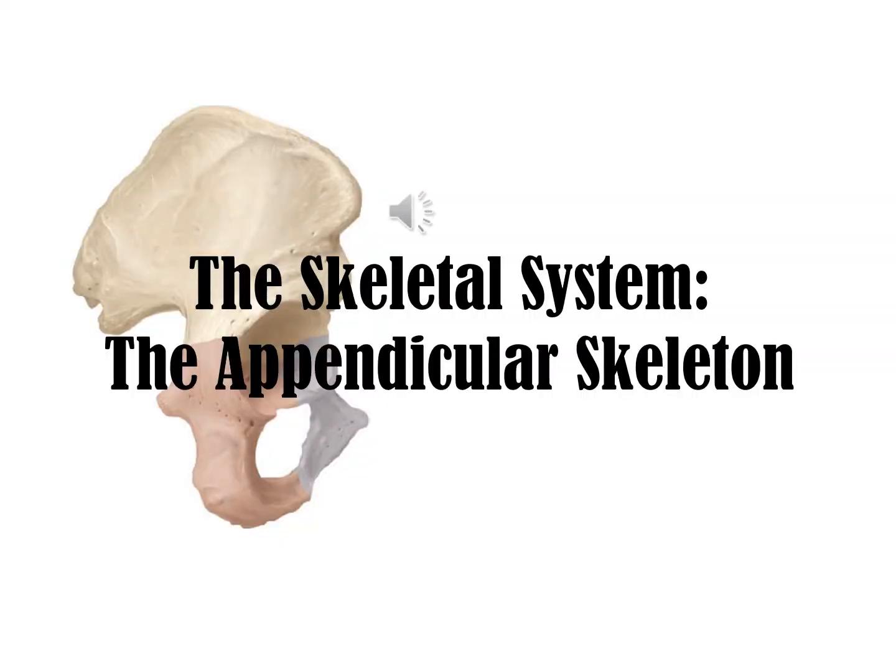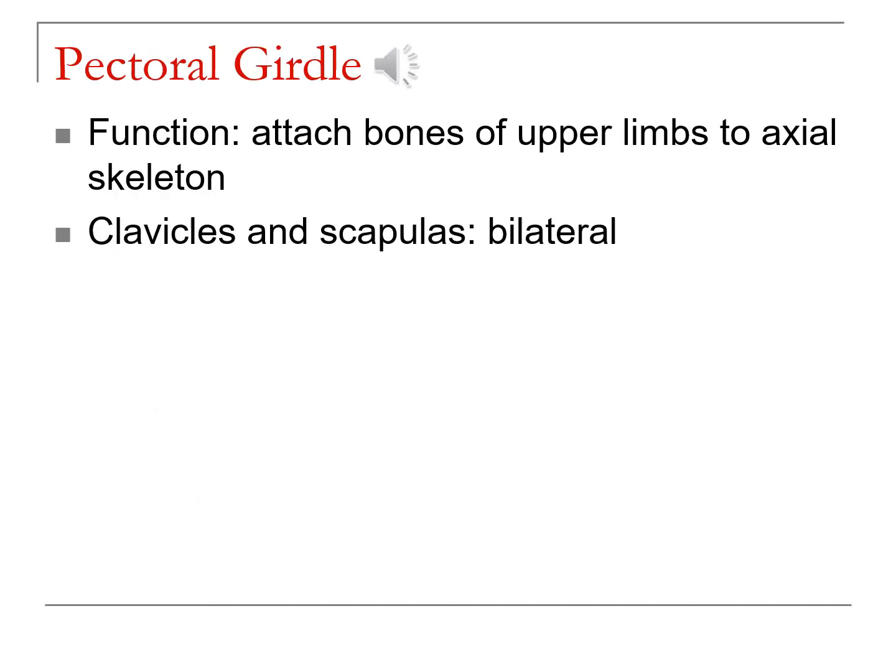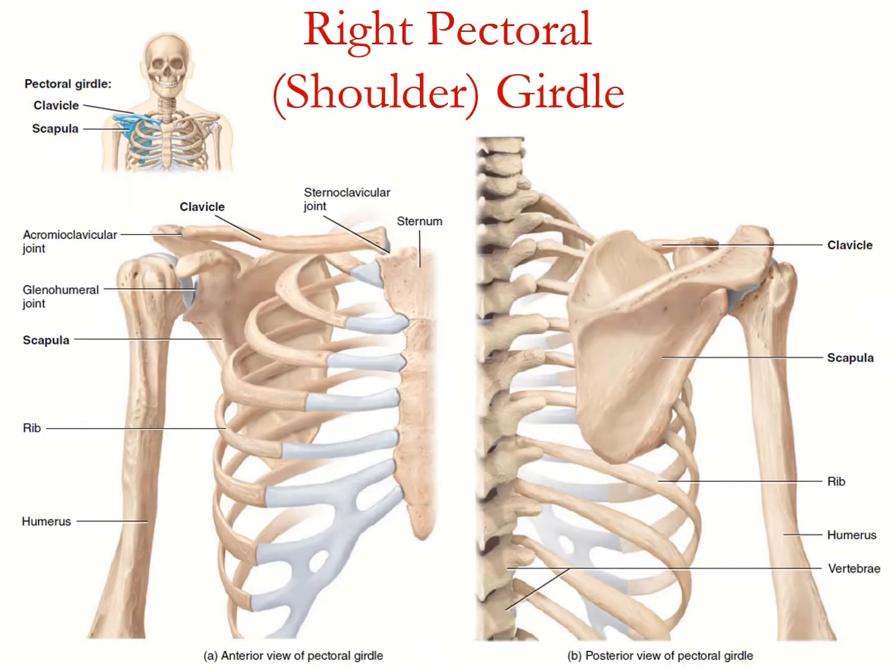Now we're ready to discuss the appendicular skeleton of the skeletal system. First on the list is your pectoral girdle. Its function is to attach bones of the upper limbs to the axial skeleton, and it is composed of clavicles and scapulas bilaterally, left and right.